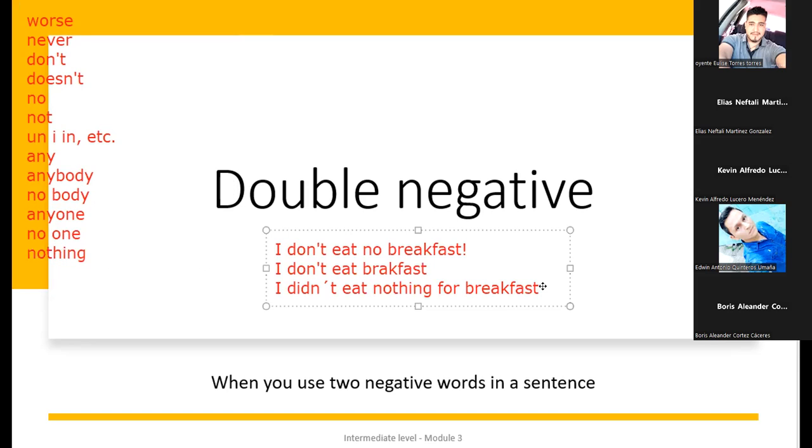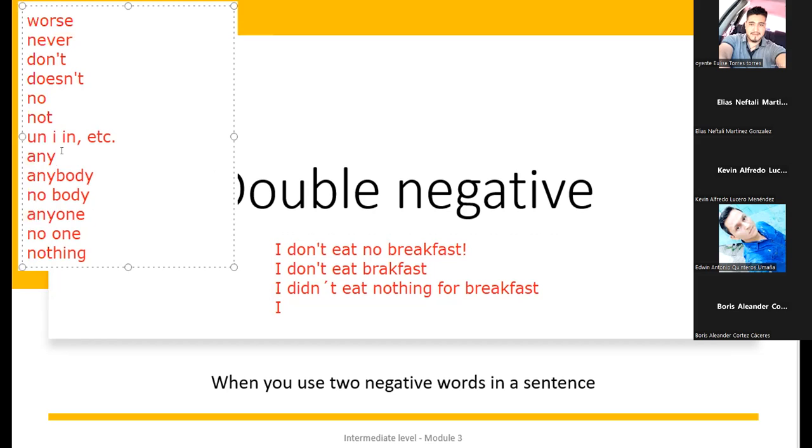Okay, nothing for breakfast. I didn't eat nothing. No, this is not correct, okay? What is correct is, because I have two negatives, nothing is negative. Didn't is negative because it is did not. So I have to eliminate one of these negatives and say an affirmative word, okay? Affirmative will be like anybody, anyone. Affirmative is any or anything, okay?